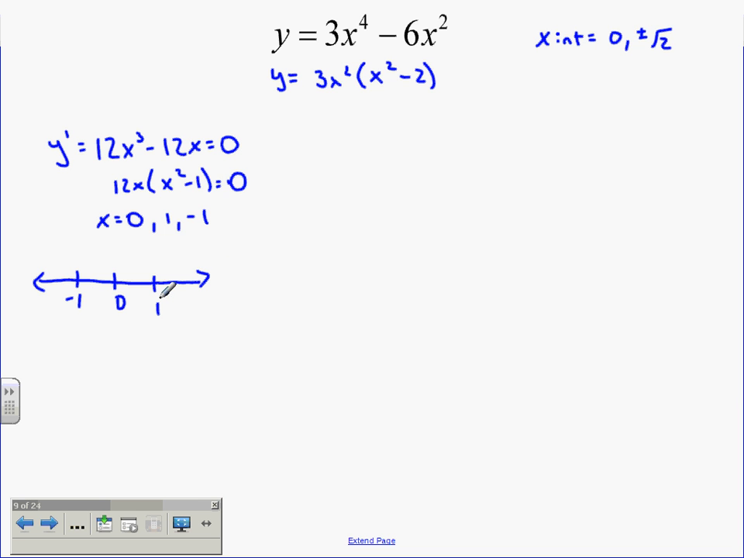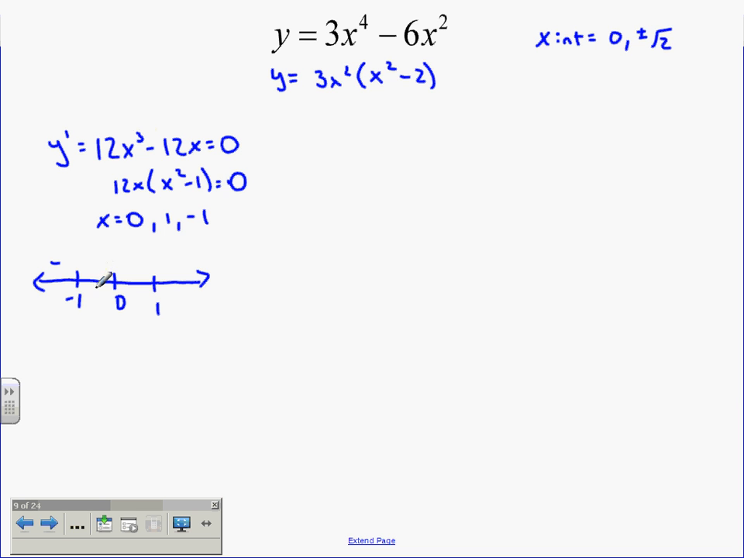Okay, so remember that when you do the first derivative test, you want to plug numbers from these four regions into the derivative. If I take negative 2 and plug it into this derivative, negative 2 cubed is negative 8. 12 times negative 8 is negative 96. 12 times negative 2 is going to be negative 24, so I'm going to get negative 96 plus 24. So that's going to be a negative.